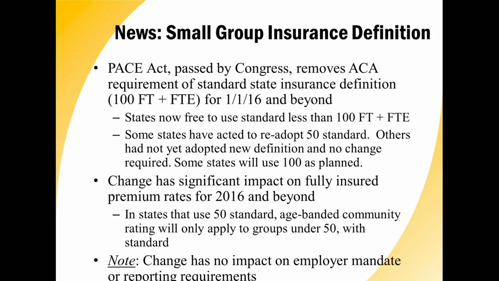and that's the reason why we've seen a lot of early renewals again, and plans that were going to be affected by this rating change, again, particularly those in the 50 to 99 range. We were seeing the October 1 renewals, the November 1 renewals to avoid that. With this change, states can, if they elect to do so, revert back to the 50, if that's what they've used in the past, the 50 definition instead of 100.